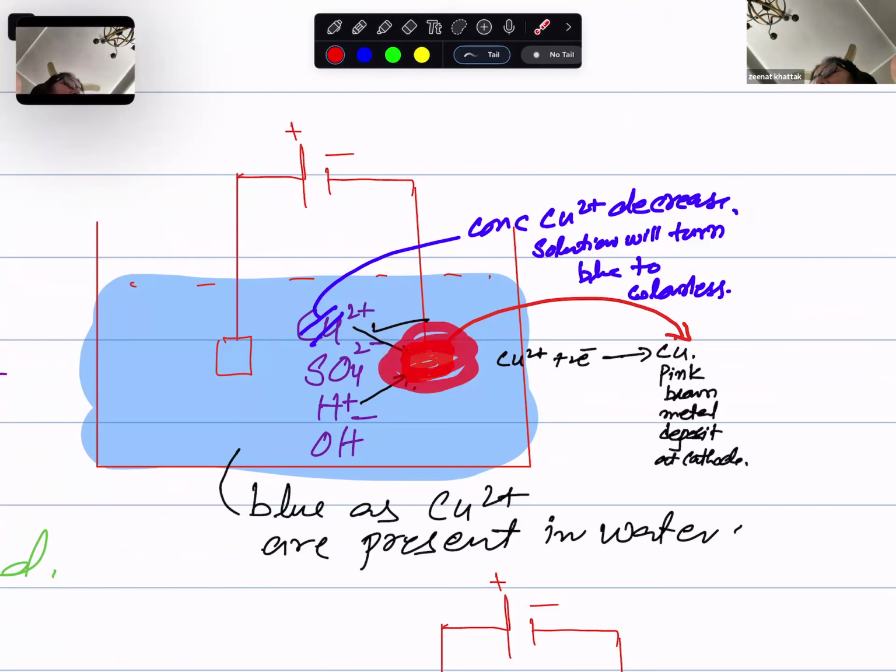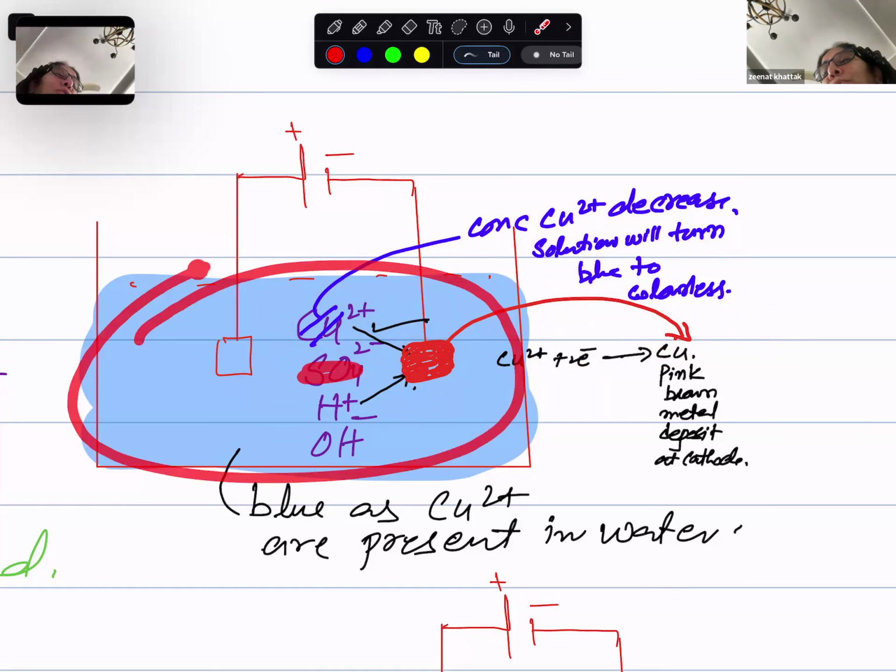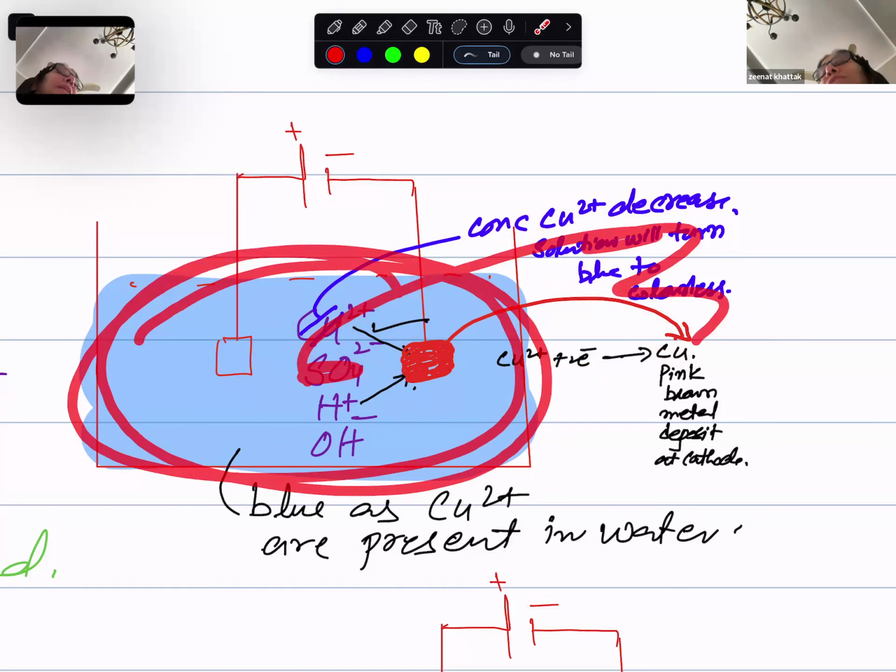So, pink-brown metal deposits. The copper ions gain electrons and make the metal deposit. As the copper ions decrease, the solution will turn from blue to colorless with the passage of time.